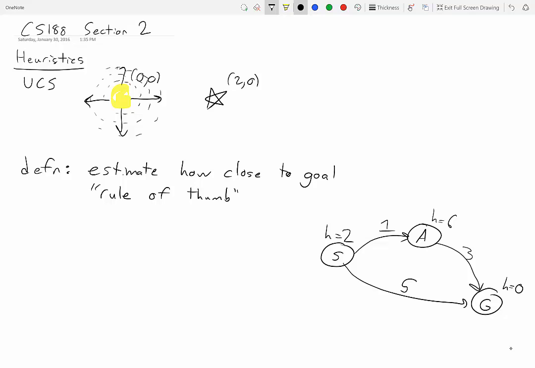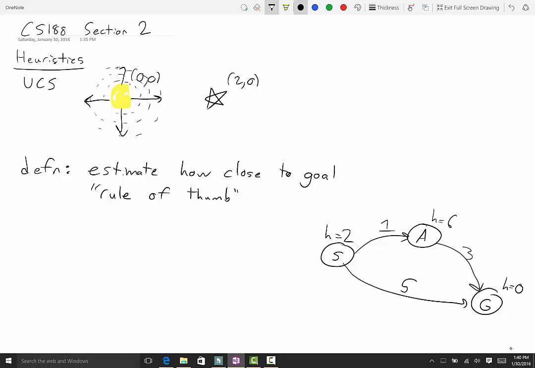So these heuristics are saying, for example, at state S, H says, I think I am 2 away from the goal. It doesn't know the path, but it says, I think the shortest path to get to the goal will be 2. At A, the heuristic is saying, I think I'm 6 away from the goal. And at the goal, the heuristic will always be 0 because it's already at the goal.